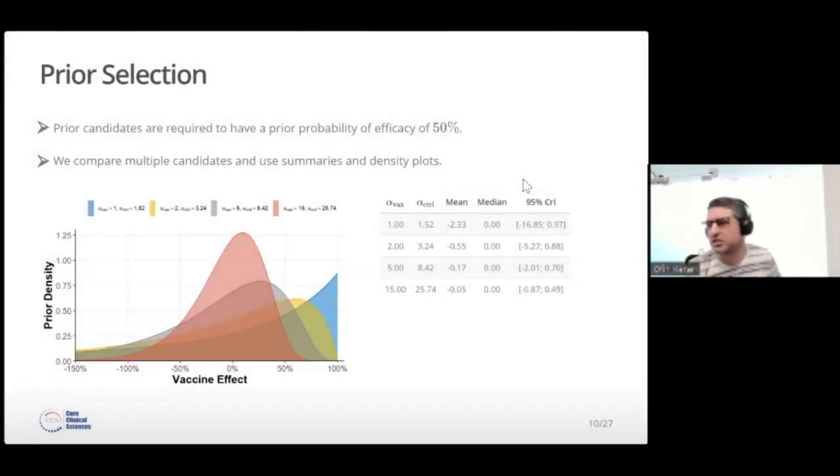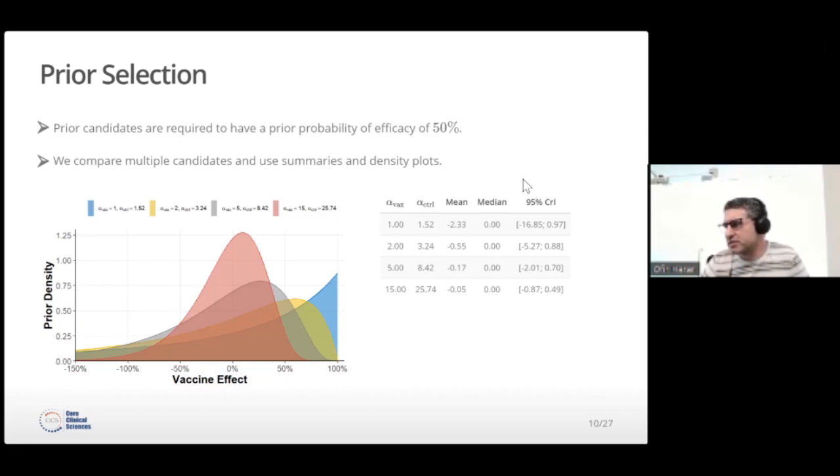First of all, I'll just talk briefly about choosing a prior. The priors were chosen to guarantee that, at the outset or a priori, each of those vaccines will have a 50% probability of efficacy. Basically, I'm keeping things neutral. You can also see that this translates into a median vaccine effect of 0.